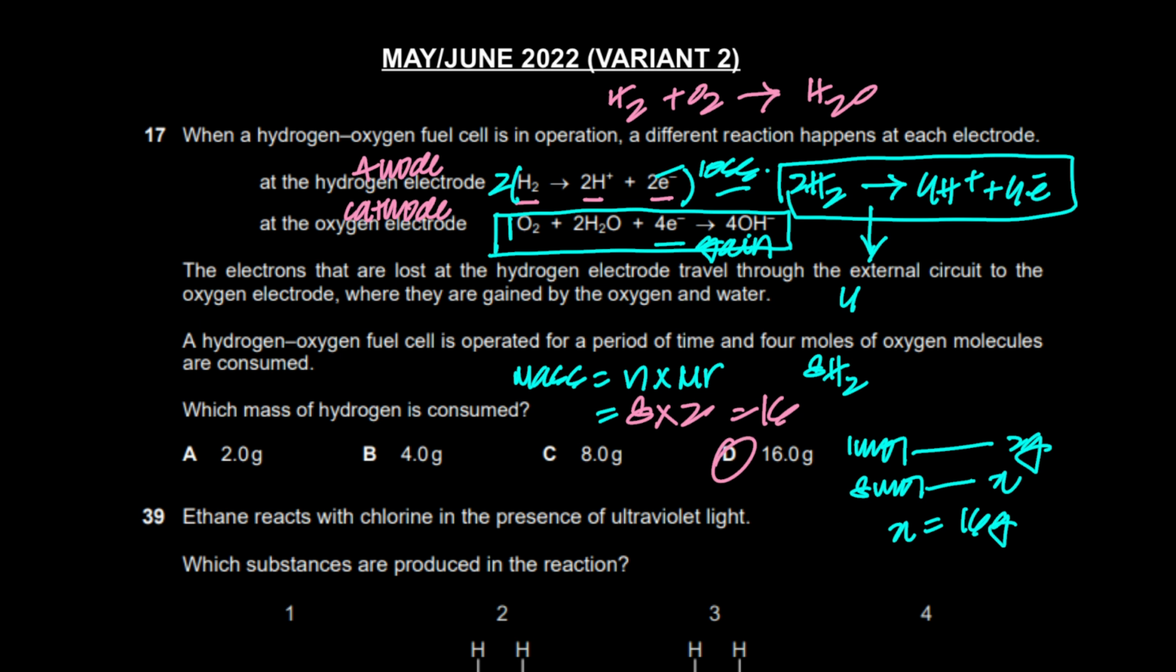Remember this, the tricky part here was to understand that he's already told you that the electrons that are lost at the hydrogen electrode travel through. So how is it possible that there are 2 electrons being lost and 4 electrons being gained? That's absurd, right? So in total 4 should be lost, and therefore then and only then 4 electrons would have been gained. Done? So D is the correct option.